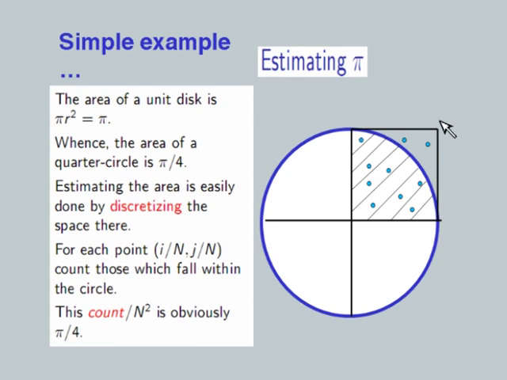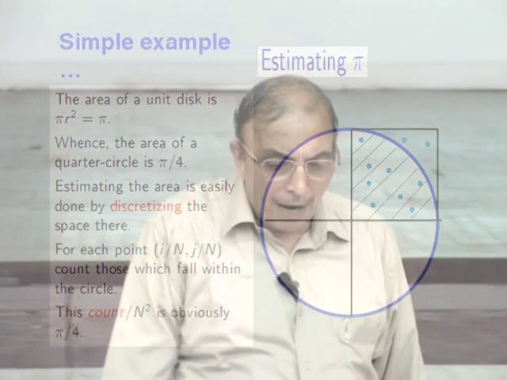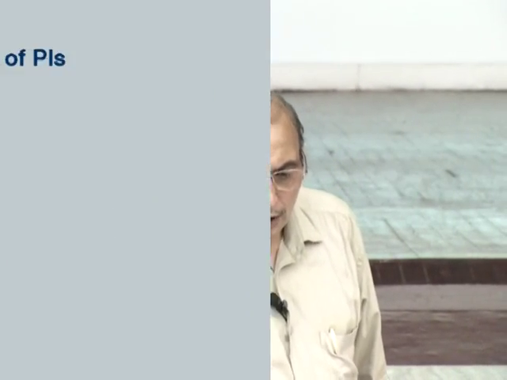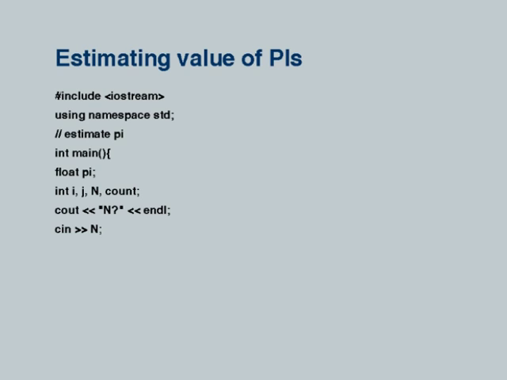And we said if we discretize this square into some n points, then for i equal to 1 to n on the x-axis and for j equal to 1 to n on the y-axis, if we figure out how many points lie within this circle, we can get a good estimate of the value of pi, because that area is obviously pi by 4. So this is what we had written. This was a program to estimate the value of pi.